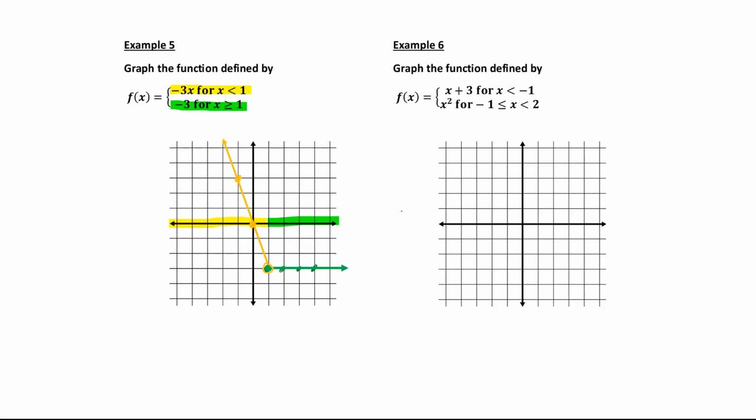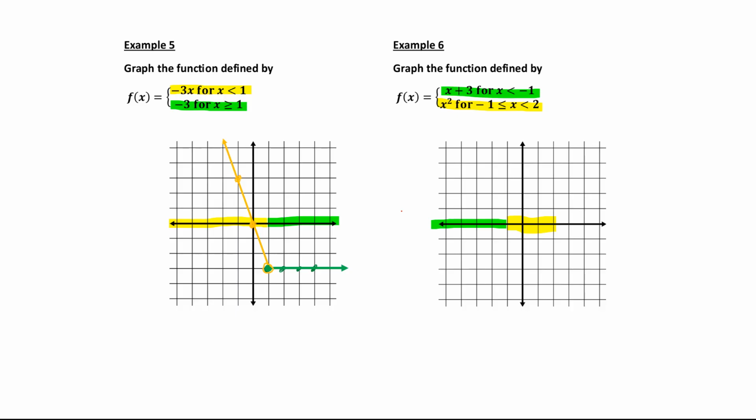Now we have the function that says your function is going to be x plus 3. That means the line y equals x plus 3 for x less than negative 1. So when you're less than negative 1 here on the x-axis, any value you put in is going to have the value x plus 3. And then from negative 1 up to 2, that is going to have a value of x squared. So that is going to be the parabola y equals x squared.